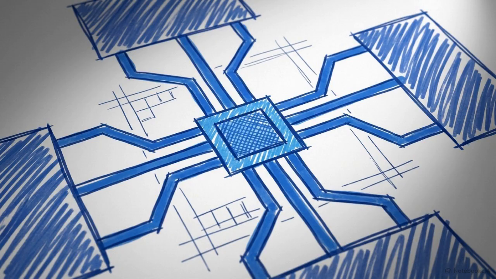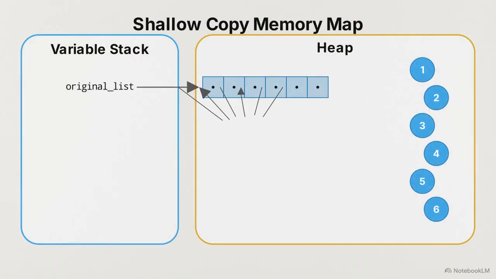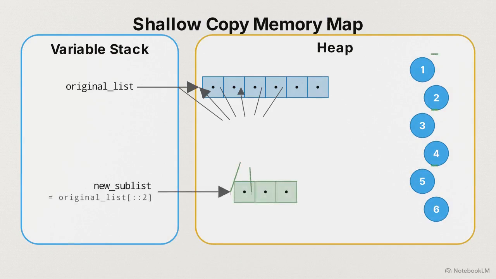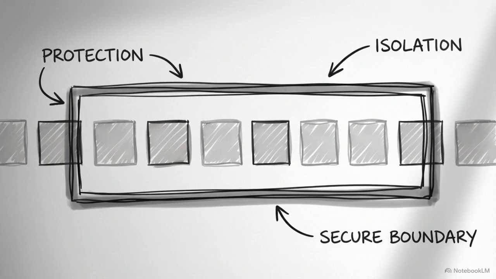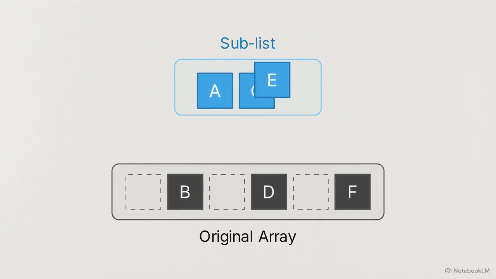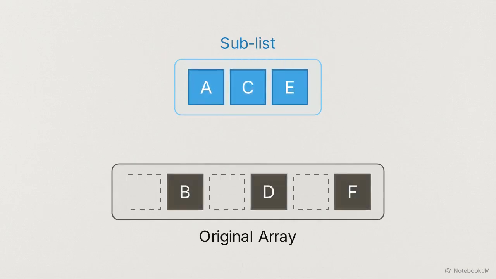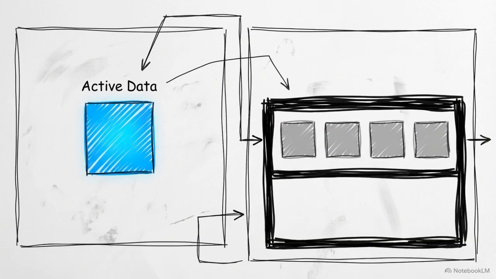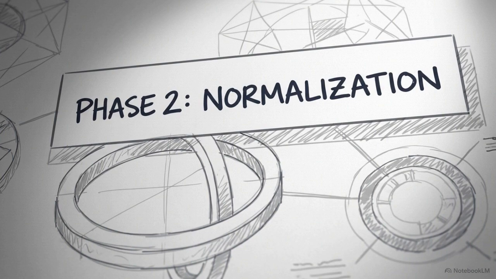This slice operation creates a specific type of allocation in Python's memory. This is a shallow copy. As shown in this memory map, Python creates a new list structure, but the elements inside it are references to the exact same objects in the heap as the original list. This new list object protects the passive data. Because we are now operating on a separate container, any changes we make to the order of this sublist will not affect the gray elements still in the original array. Extracting a shallow copy is a reliable way to stage active data for transformation, ensuring the original sequence remains unchanged until we merge.